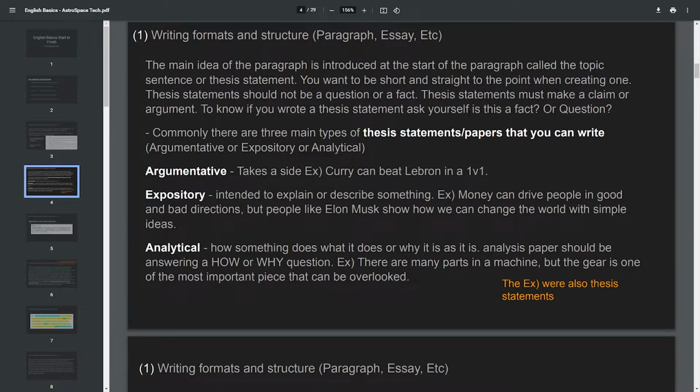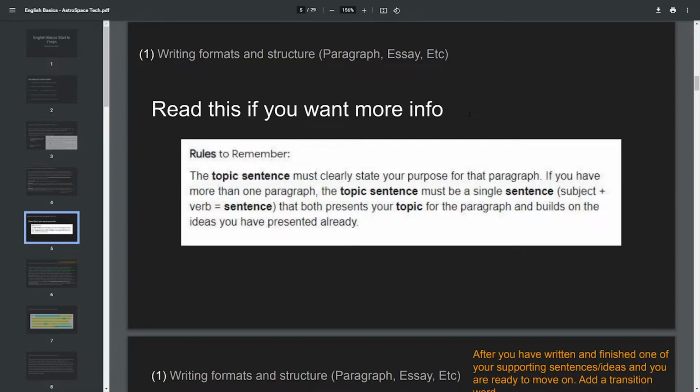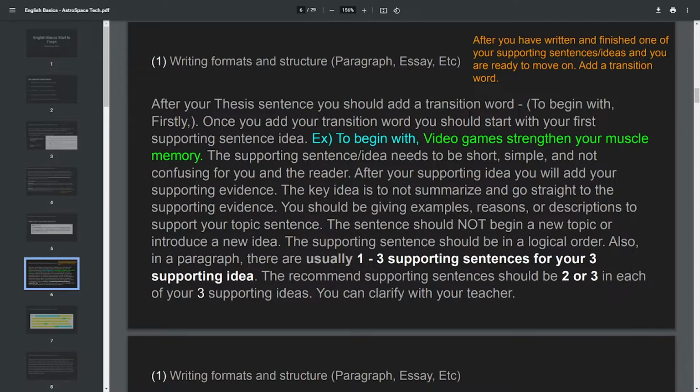An analytical paper should be answering a how or why question. Example, there are many parts in a machine, but the gear is one of the most important pieces that can be overlooked. And these are all examples of a thesis statement. So if you don't understand a thesis statement or a topic sentence, you can always read this.